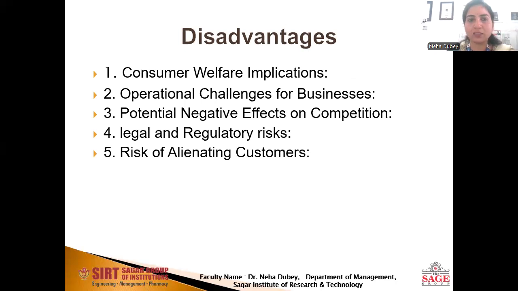Now, what are the disadvantages? Consumer welfare implications. Some kind of consumer welfare is what the monopolists are thinking about, but the consumers are not thinking about it. The welfare implication is a thought process, but whether it is actually applicable is not surely mentioned.